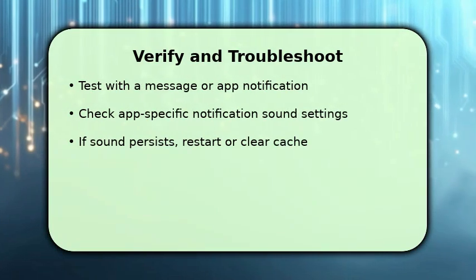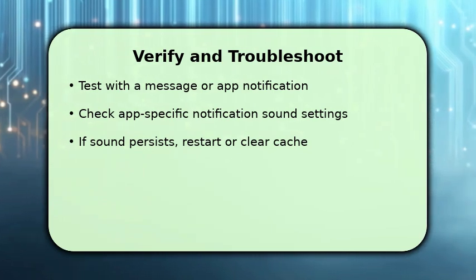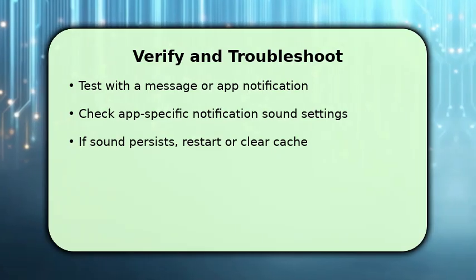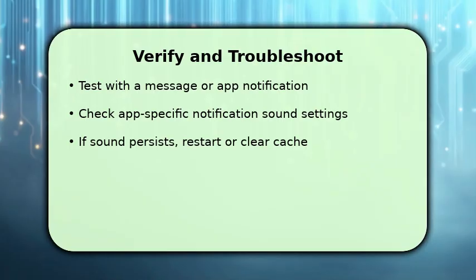Finish by testing. Send yourself a message or trigger an app alert to verify notifications are silent. If you still hear sound, open the app's notification settings. Many apps override system defaults and set their own tone.